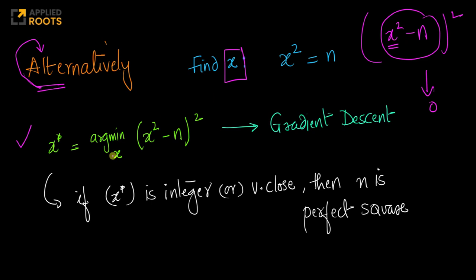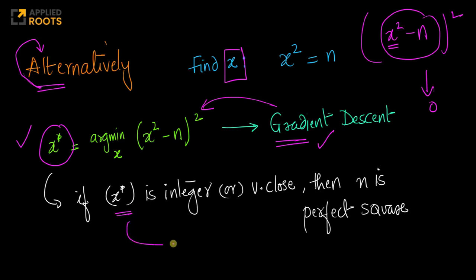So I can pose this as an optimization problem and say, I want to find an x star that minimizes (x squared minus n) whole squared. And when I have an optimization problem like this, I can simply use gradient descent or stochastic gradient descent. I don't have stochastic gradient descent here; I can directly use gradient descent itself. Very simple. At the end of the day, you will find some x star which minimizes this.